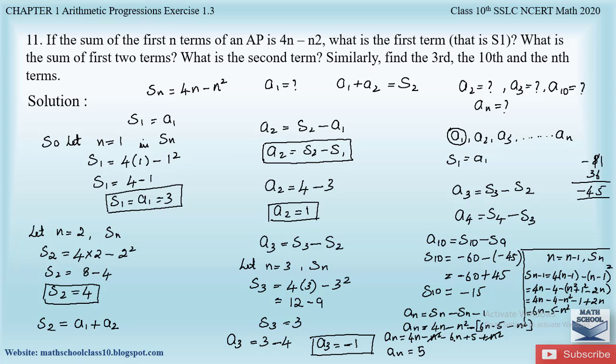So 4n minus 6n is minus 2n, and we get An is equal to minus 2n plus 5. So this is the nth term value we obtained, and this is how we solve this question. This question is very important from the objective point of view. If you remember this formula and know how to apply it, it will be very easy and you can quickly solve any problem.